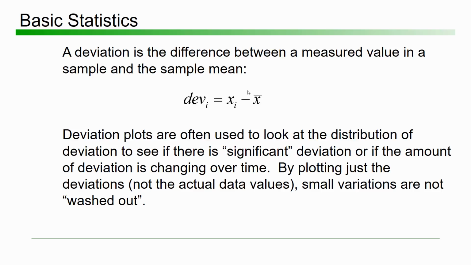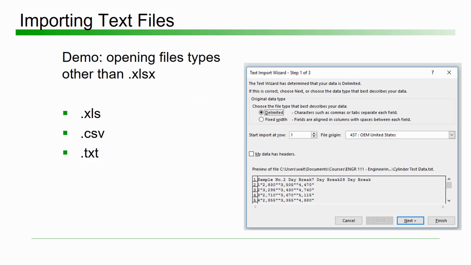Deviation is this difference that we saw inside the formula for variance just a moment ago. It's how different one value is from the average value. And deviation plots can sometimes be used to find out how far away people are from the average and whether there's a wide scattering or whether most of the people are pretty close to the mean. Okay, so that's just the basic stuff on statistics for now. We will come back to it later.